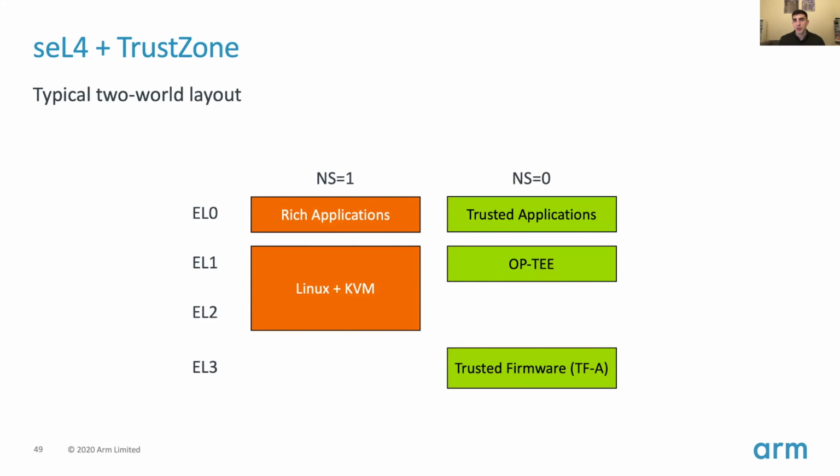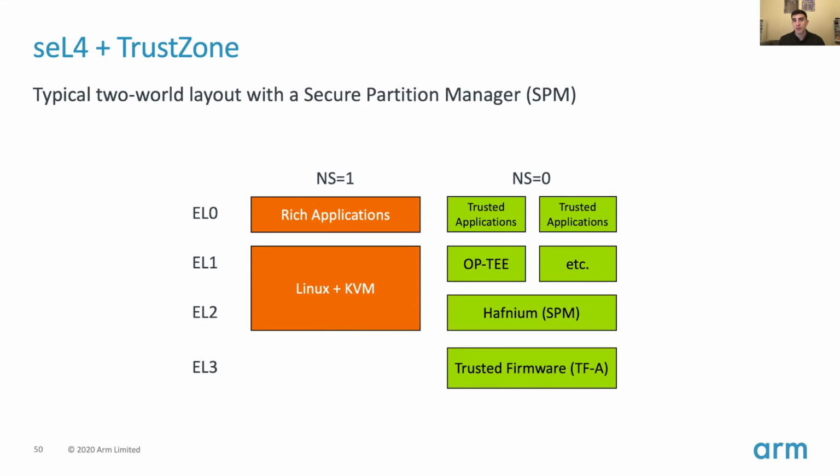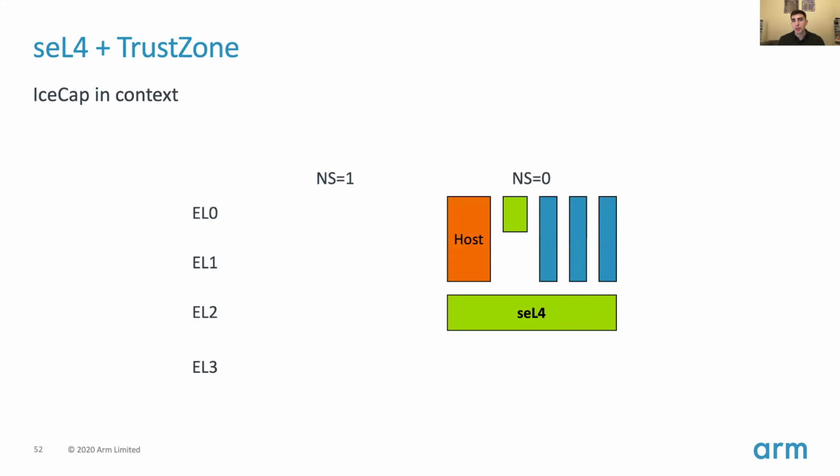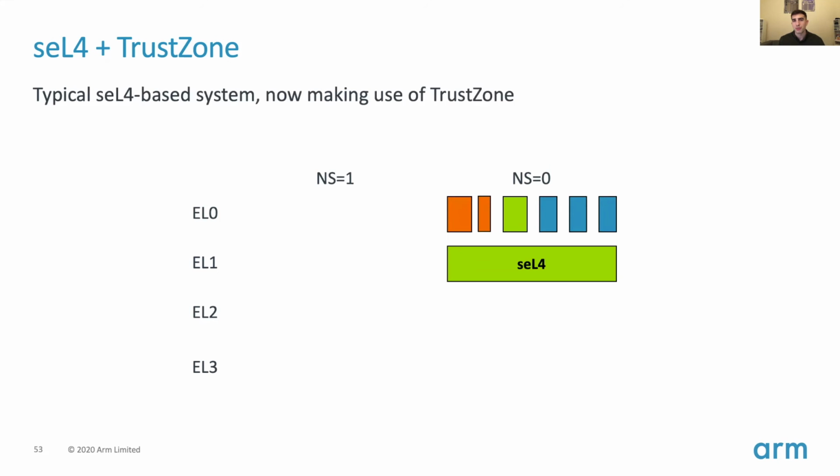Once secure EL2 is widespread, we'll start seeing virtualization in the secure world using what's called a secure partition manager. The Hafnium hypervisor will serve as the reference secure partition manager. seL4 could also serve as the secure partition manager. Now, just to place IceCap in context, here's what it looks like from this perspective. Again, all of IceCap runs in the so-called secure state, but at this point, the terminology breaks down a bit.